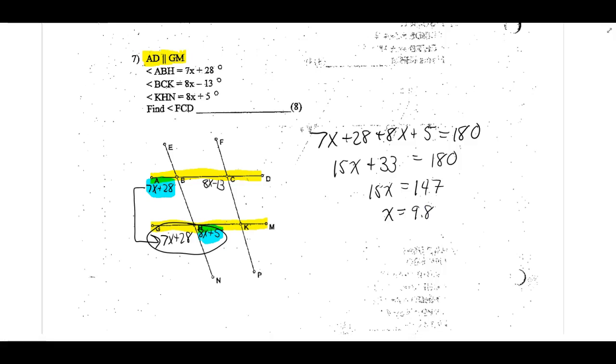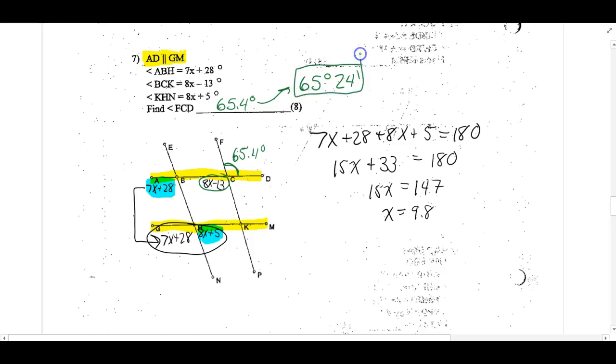FCD, that's what we need to find here. So let's go ahead and switch to the green pen so you can see. FCD is this angle right here, which is a vertical angle with the 8x minus 13. I'm going to plug in that 9.8, multiply it by 8, subtract 13 from it, and I'm going to get 65.4. So I can go straight to saying that it's 65.4 degrees. Now, again, as I mentioned in the last video, you always want to take that decimal and multiply it by 60 so we can write it in degrees, minutes, and seconds. So 65 degrees and 24 minutes. That is going to be my final answer for our first question.